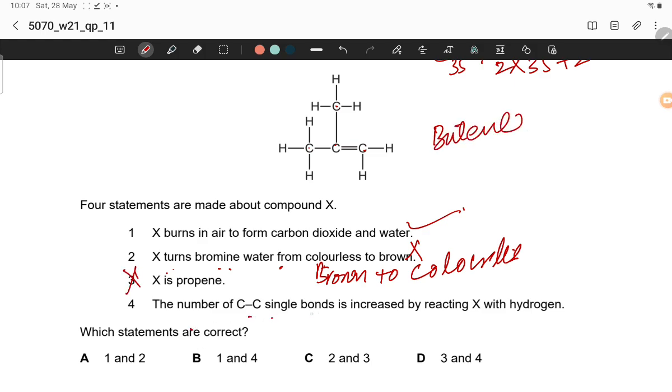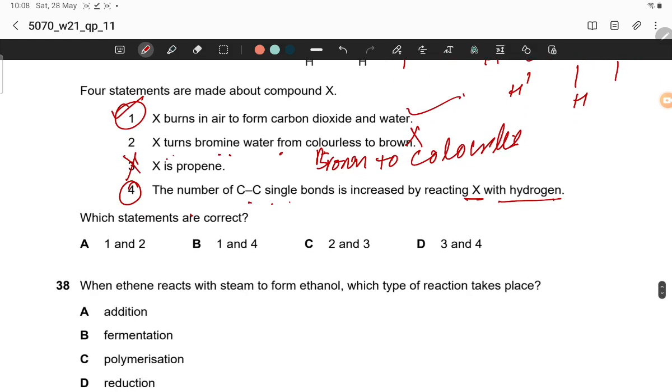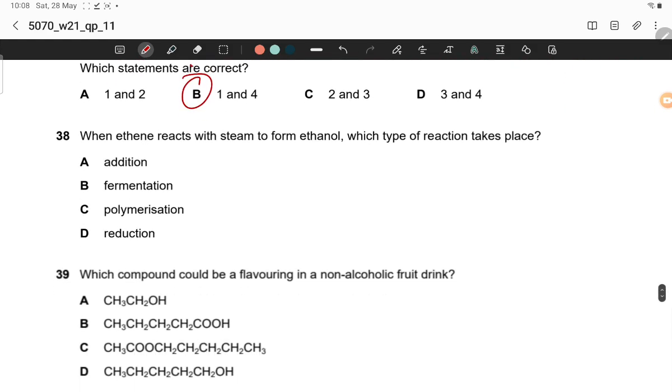The number of carbon to carbon single bonds is increased by reacting X with hydrogen. Yes, this is correct, because when it reacts, the double bond breaks and a carbon to carbon single bond is formed. So hydrogen is added. 4 statement is correct and 1 is correct. So the option is B.